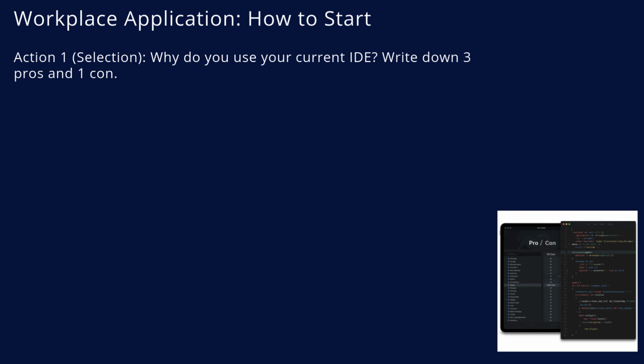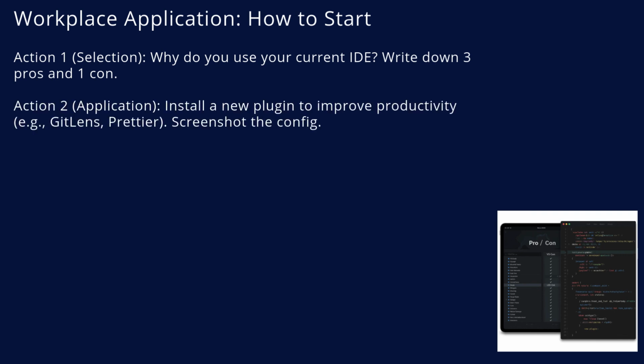Here is how you can apply K26 tomorrow. Action 1, Selection Audit. Ask yourself, why do I use this IDE? Write down 3 reasons, pros, and 1 annoyance, con. This is critical evaluation. Action 2, Application. Go to your IDE marketplace. Find a plugin that solves a problem, maybe GitLens for history or Prettier for formatting. Install it, configure it, screenshot it.